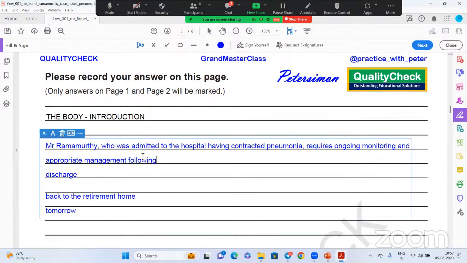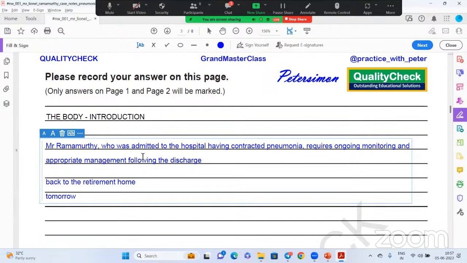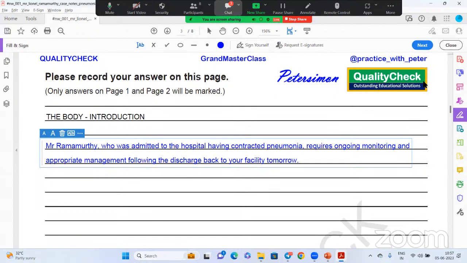following the discharge back to the retirement home, back to your facility. Because retirement home we are writing in the address, so no need to write. Back to your facility tomorrow, full stop. So this is a standard introduction. Standard introduction.